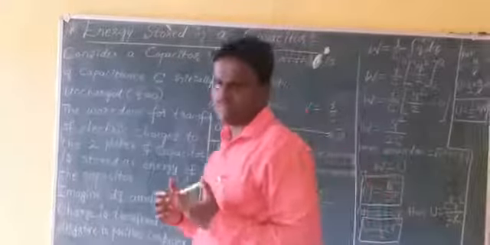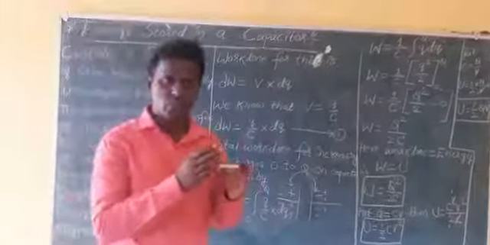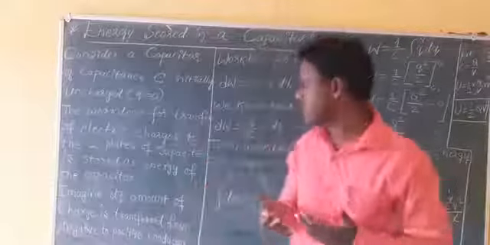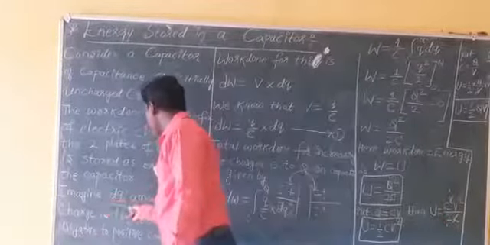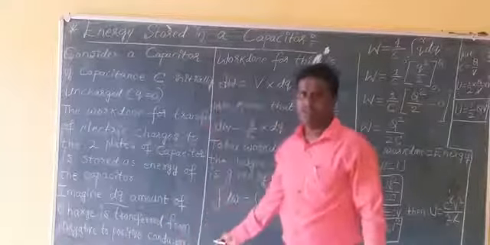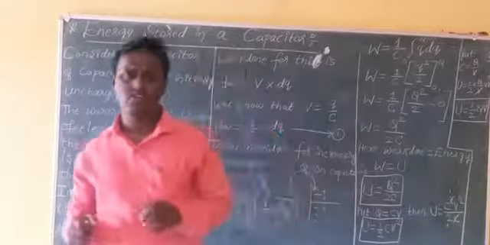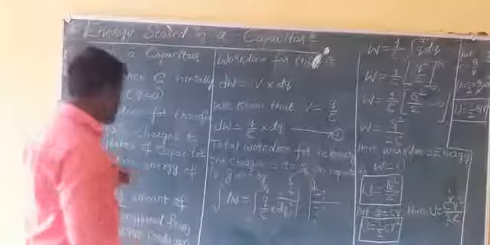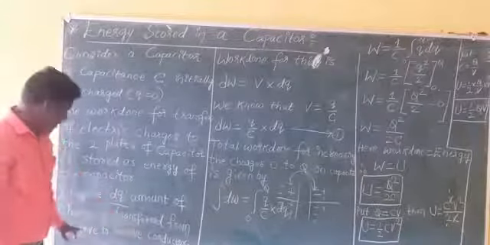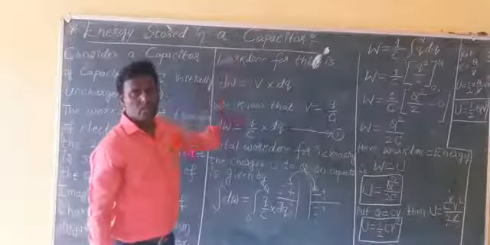Imagine dq amount of electric charge is transferred to the capacitor. First dq, see how much electric charge we are giving to the capacitor. dq amount of electric charge is transferred from the negative to the positive conductor of the capacitor. dq means a minimum amount of electric charge is given to the capacitor from the negative plate to the positive plate. So what is the work done for this?